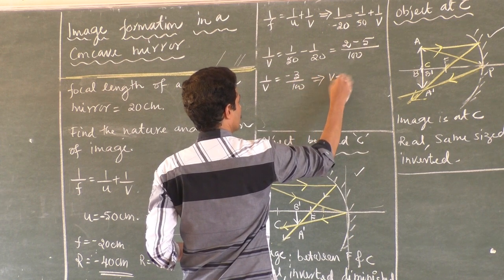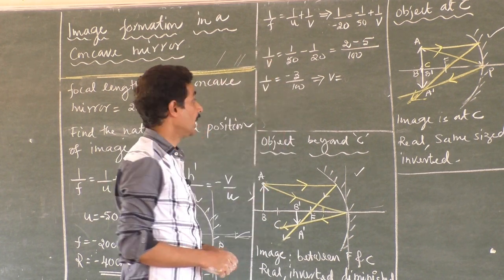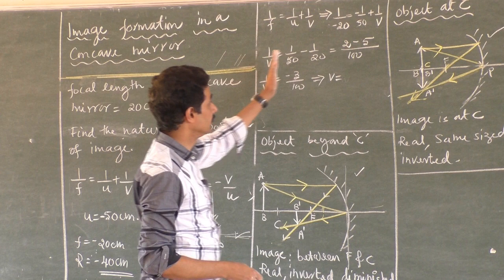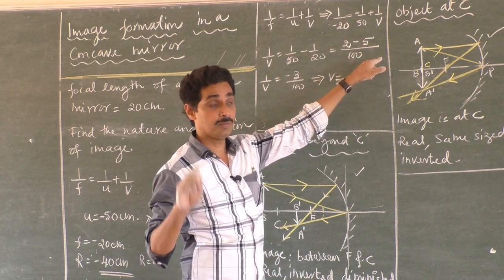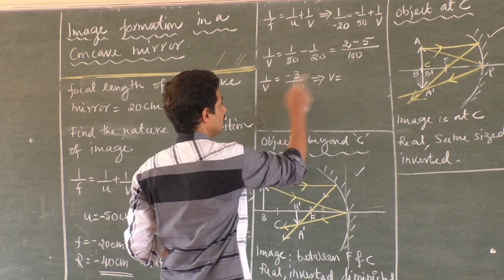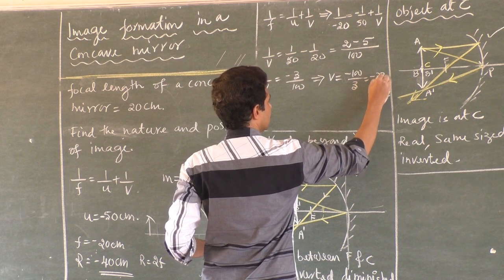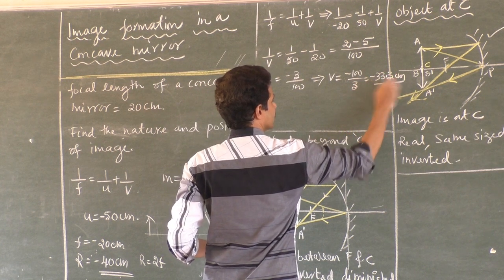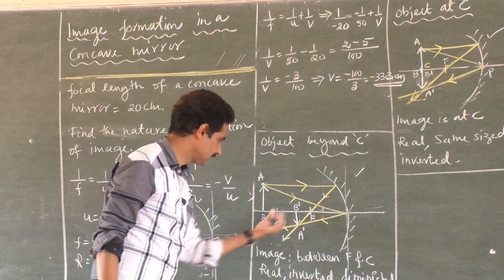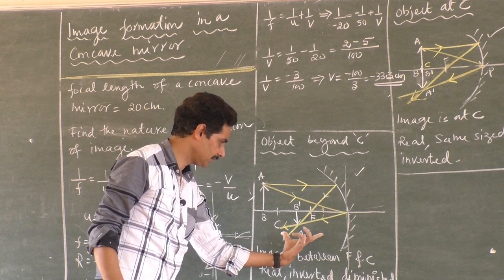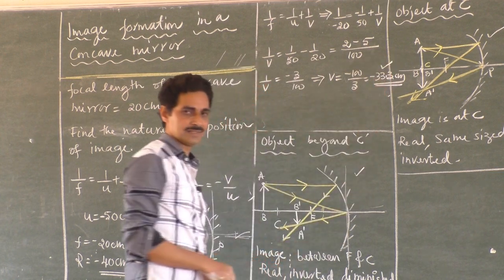That implies V is equal to, so keep a habit of writing 1 by V always. Otherwise, what will happen is you'll write 1 by V here, keep on writing this, 3 by 100 also here, and you take 0.003 as the answer. But it is not the answer, it is 1 by V. What is V equal to? Minus 100 by 3, minus 33.33 centimeter. Does it lie between 20 and 40? F and C, F is 20, C is 40. Yes, that is correct. So image is formed between F and C, at minus 33.33.